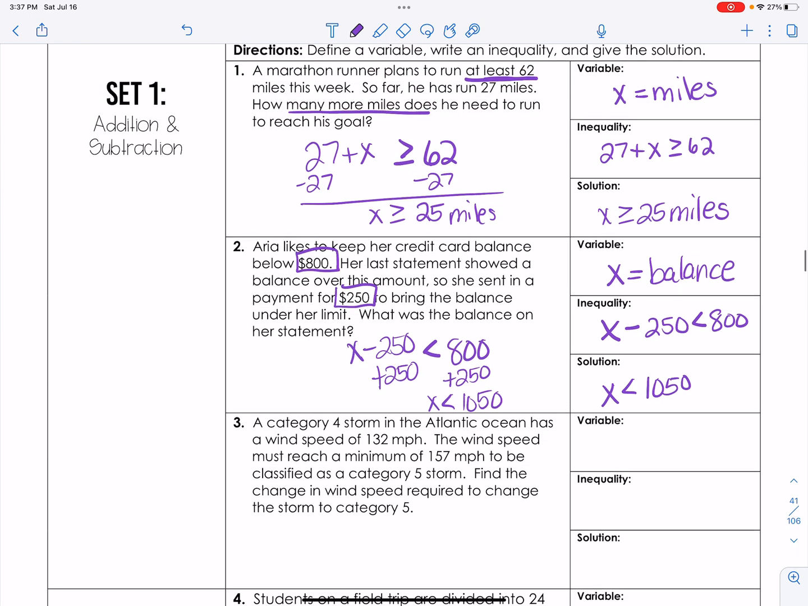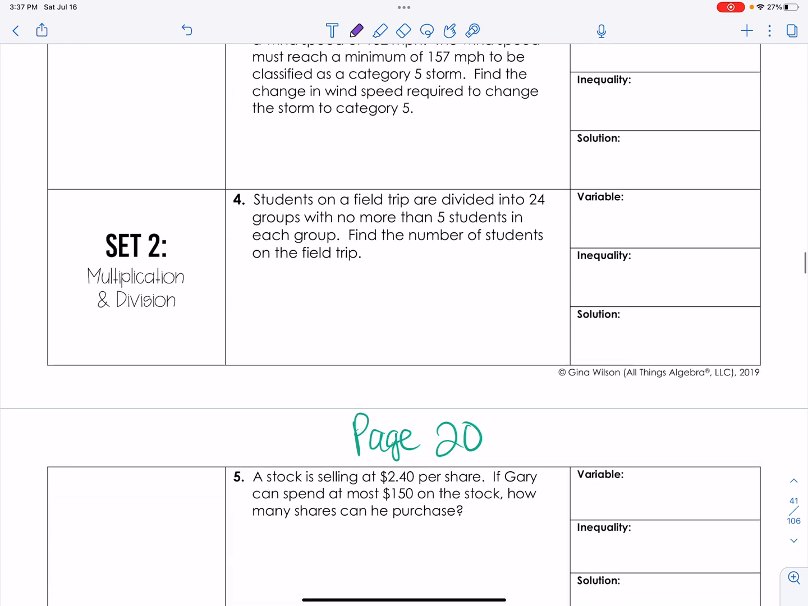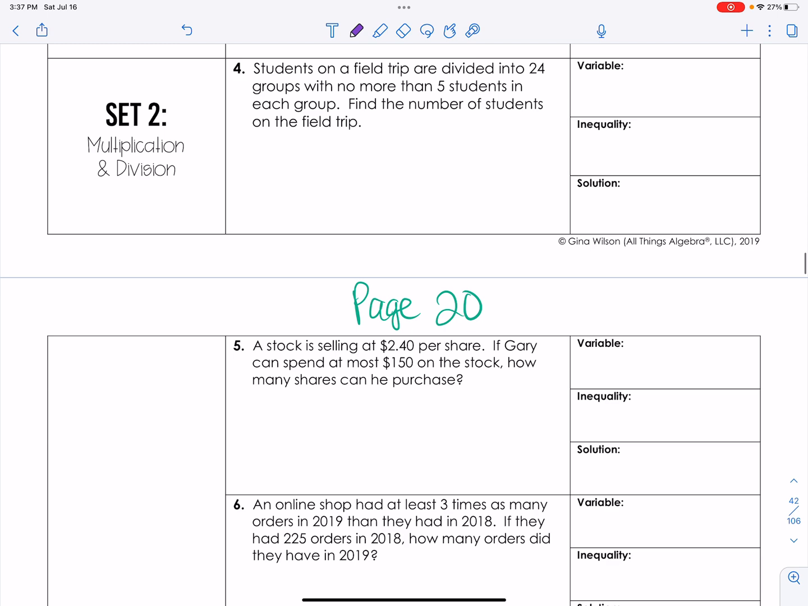All right, so I think you kind of get the ideas on the adding and subtracting. Let's take a look at the multiplying and dividing. Okay, so just some practice on word problems. Students on a field trip are divided into 24 groups with no more than 5 students. So they cannot have more than 5, so it's got to be less than or equal to 5 students in a group. Find the number of students on the field trip.